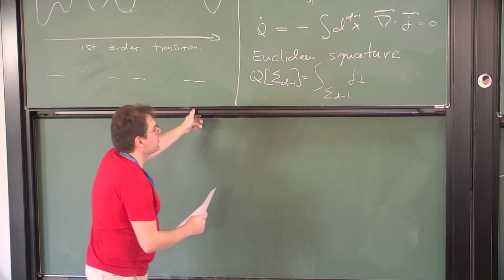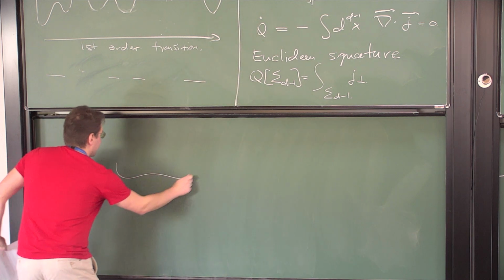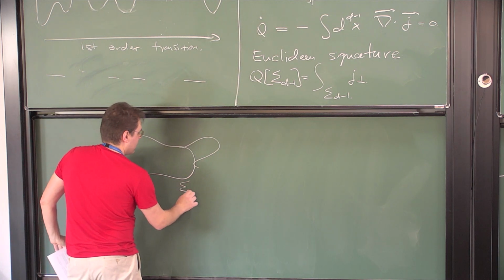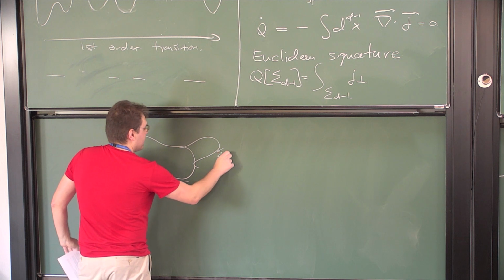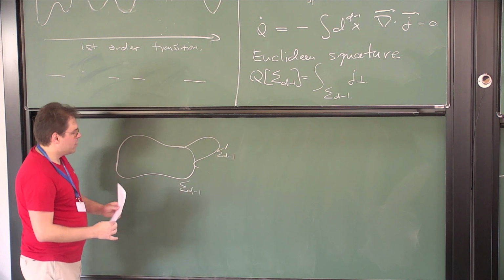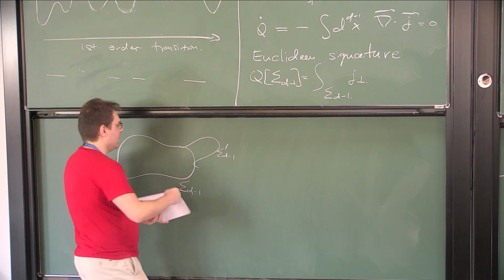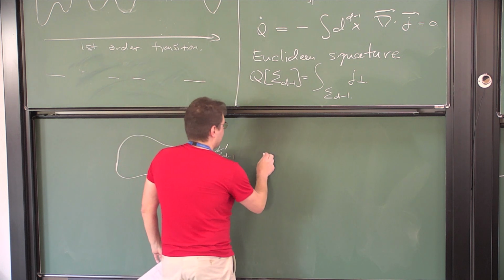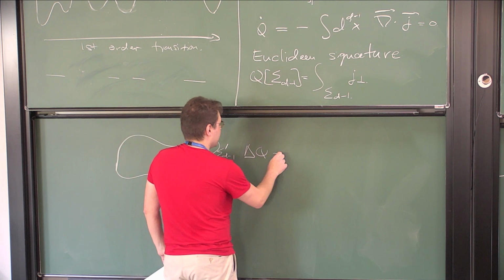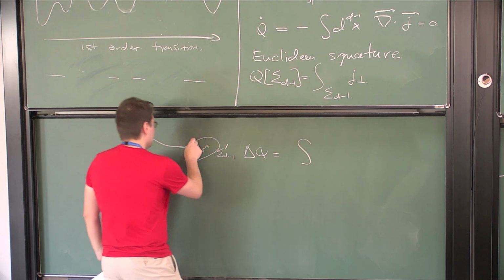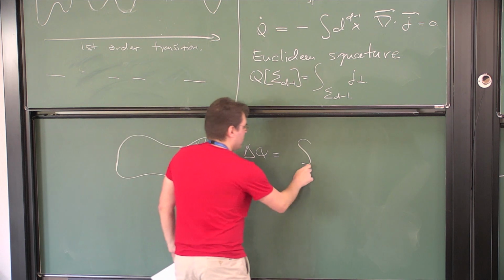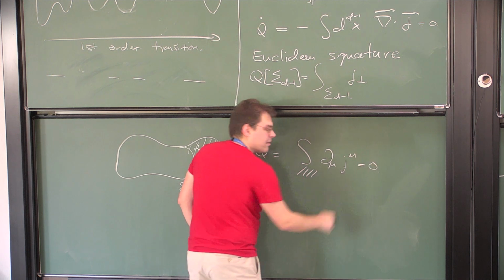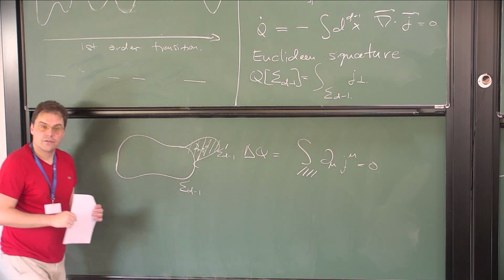Right? So in pictures, you have some cycle like this. You make a small deformation. This is sigma. This is sigma prime. And then in order to get from sigma to sigma prime, you can integrate the divergence of J over this intermediate volume. So the change in the charge is the integral of the divergence over the shaded region, and that's zero because of current conservation.